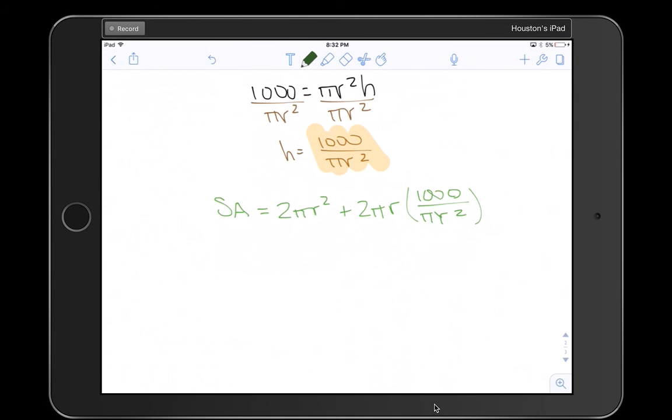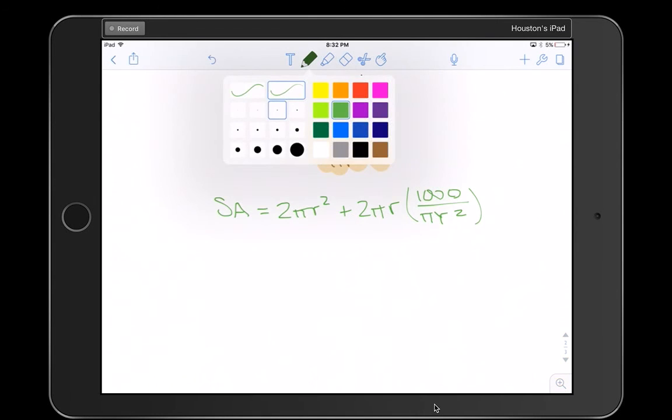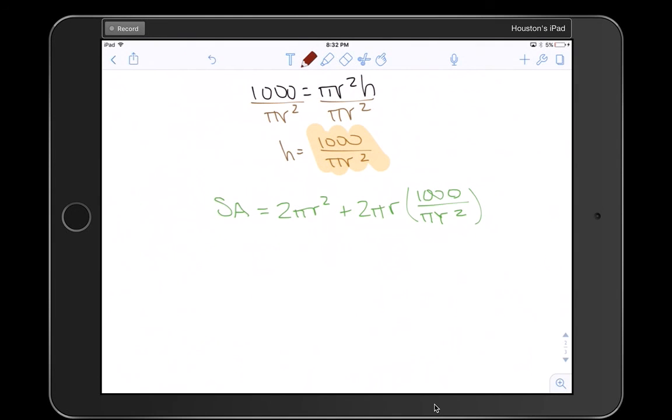And also now we're just in terms of r as opposed to both r and h, which is going to be an issue. So if we multiply the 2 and the 1,000 together and cancel out some of the r's, this reduces down to surface area equals 2 times pi r squared plus 2,000 over just r, because the pi's cancel, one factor of r will cancel, and then 2 times 1,000 is 2,000. So this is the equation we're going to use to try and minimize.